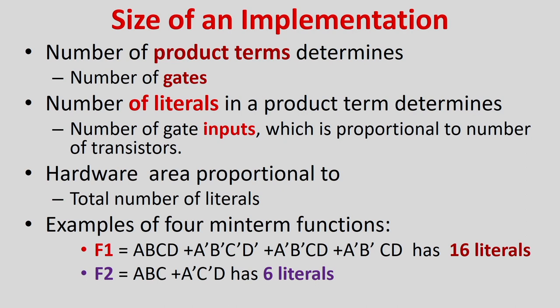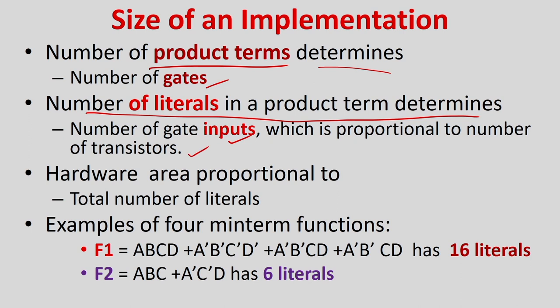Clearly, the size of the implementation depends on the number of product terms, which determines the number of gates, and the number of literals in a product term determines the number of inputs, which is proportional to the number of transistors. So the size of the circuit and hardware area is proportional to the total number of literals. In this example, suppose function f1 is abcd + a'b'c'd' + a'b'cd + a'b'cd', which has 16 literals, but f2 has 6 literals. Whenever the number of literals is smaller, the circuit will be smaller.